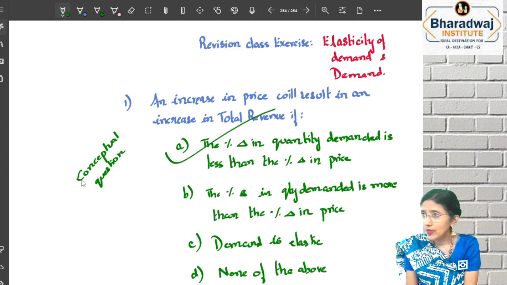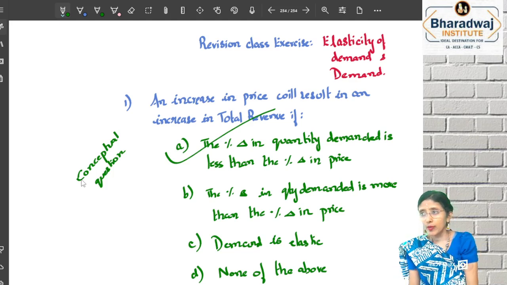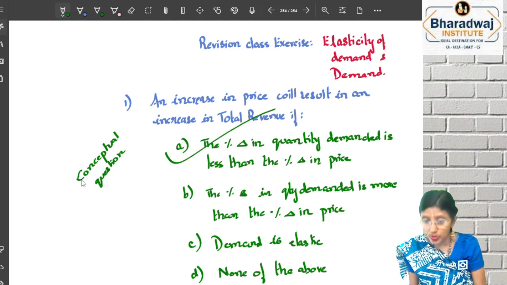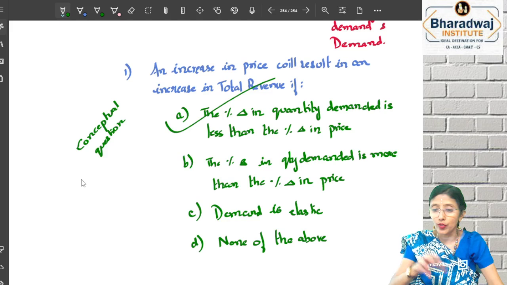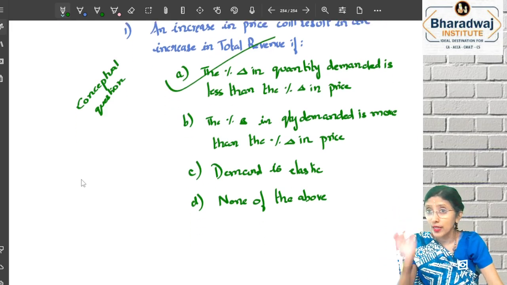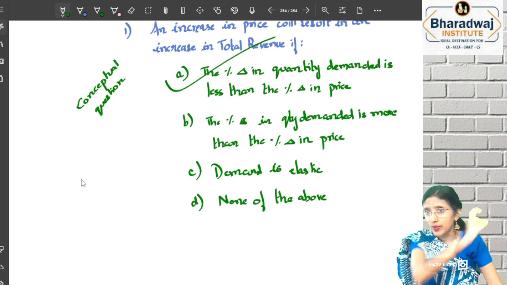Are you clear? So that is how it is worded. Have you understood? For option 1, have you tick marked it now? You got how to approach. This is one template question. They will give you total revenue falls, increase in price, fall in price. They will change that, but understand the linear pattern and do it.